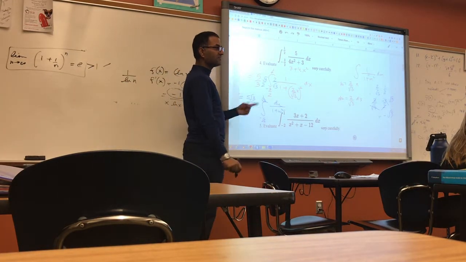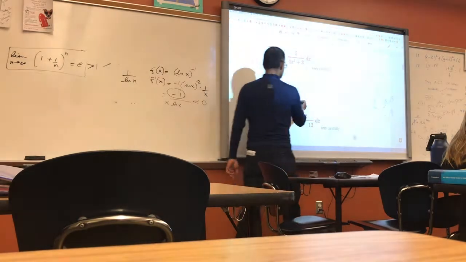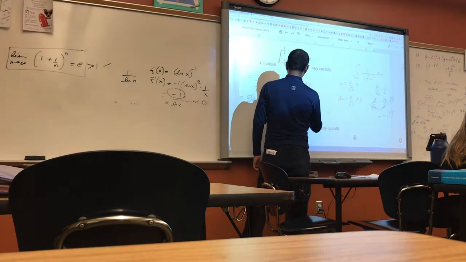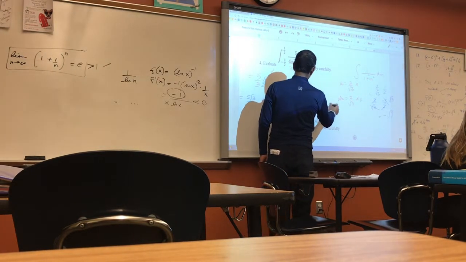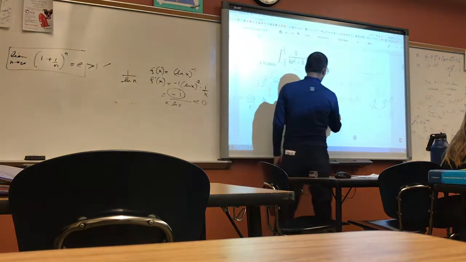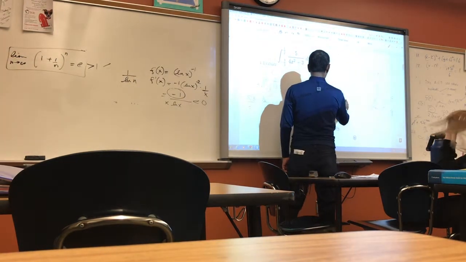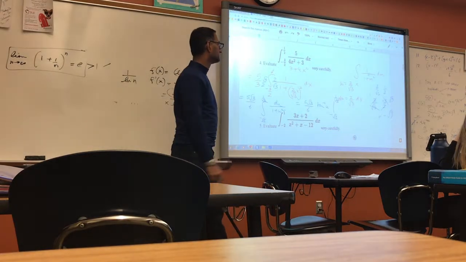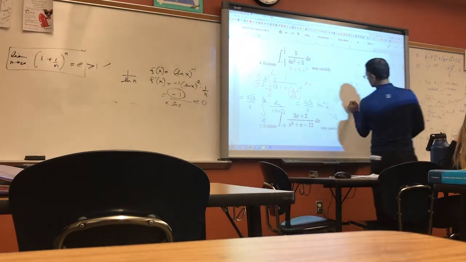Okay, change the limits. Every time you make a substitution, you have to change the limits. Now, weaker students forget to do that. Tan inverse u, lower limit negative radical 3, upper limit 1 over radical 3. Okay.